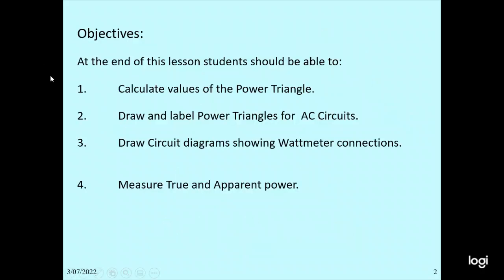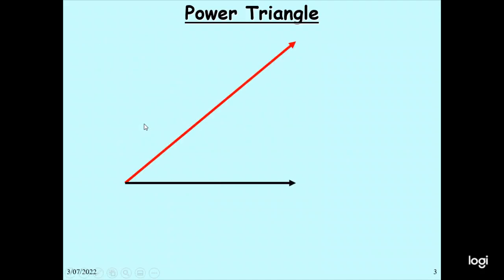At the end of this lesson, students should be able to calculate the value of the power triangle, draw and label the power triangle for the AC circuit, draw a circuit diagram showing the wattmeter connection, and measure the true and apparent power. So this is the power triangle.